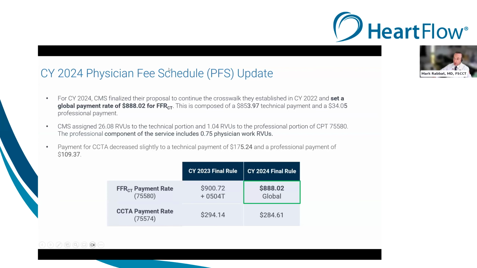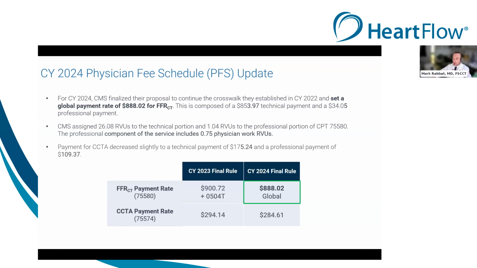So in 2024, this is the update from the physician fee schedule, or PFS. So for 2024, CMS finalized their proposal to continue the crosswalk they established in 2022 and set a global payment rate of $888.02 for FFR-CT. And this is composed of $853.97 for the technical payment and a $34.05 professional payment. Now, CMS assigned 26.08 RVUs to the technical portion and 1.04 RVUs to the professional portion of CPT code 75580. The professional component of the service includes 0.75 physician work RVUs.